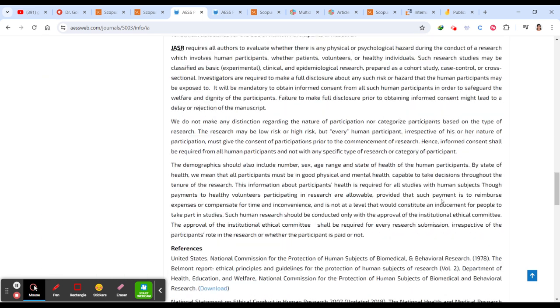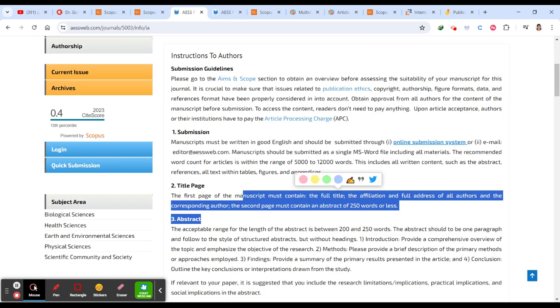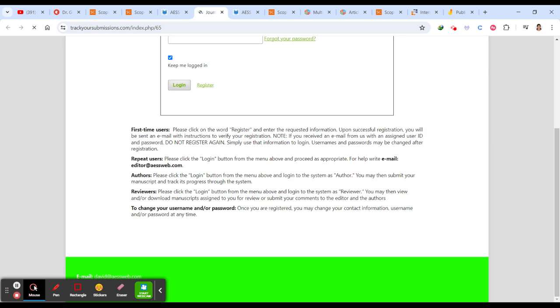If you go down, you can find even more things here. Don't forget to see these instructions to the author, publication ethics, everything. You have to submit online. Here they have mentioned that you have to use the online submission system. You have to submit this online. So this is about this particular journal. I don't have any specific paper, I haven't written it.